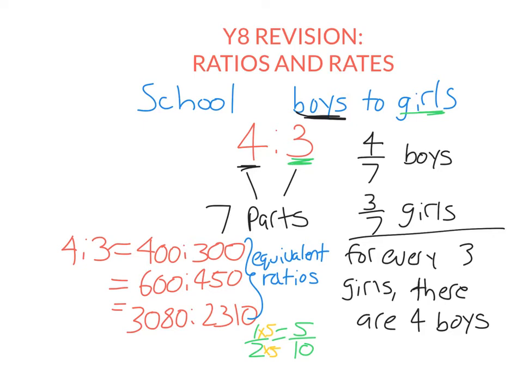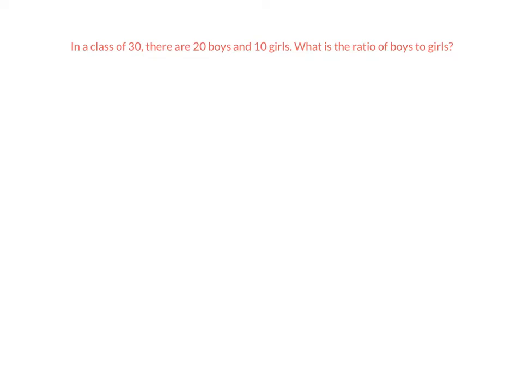So we're now going to look at writing some ratios. In a class of 30, there are 20 boys and 10 girls, and what's the ratio of boys to girls? Remember, because boys is written first here, boys to girls, that number goes first in the ratio, and girls go second. So there are 20 boys to 10 girls. This ratio is fine, but it's not simplified.